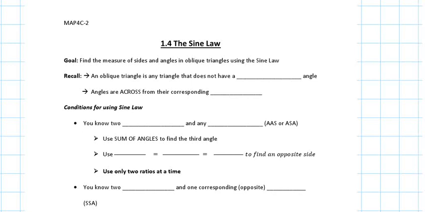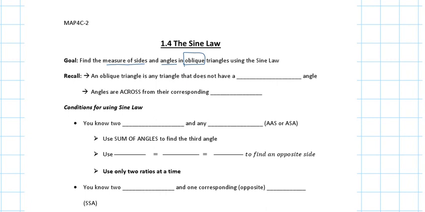Okay? But in real life, we don't only have right angle triangles, we also have oblique triangles. So the triangles that don't have 90 degrees. So today we're going to find the measure of sides and angles in oblique triangles. Okay? So we're going to learn the two different rules or the two different laws that we can use to solve for these triangles. So let's start with the definition of an oblique triangle.